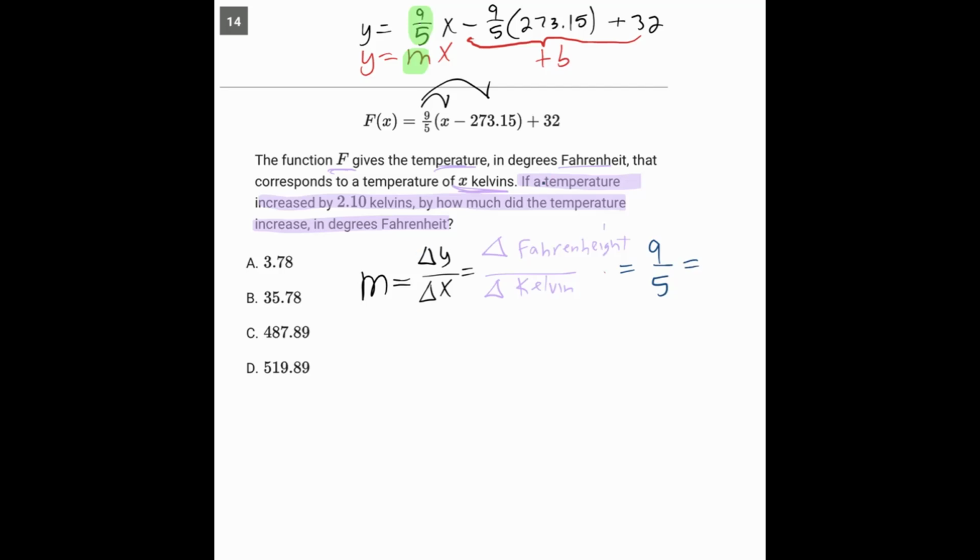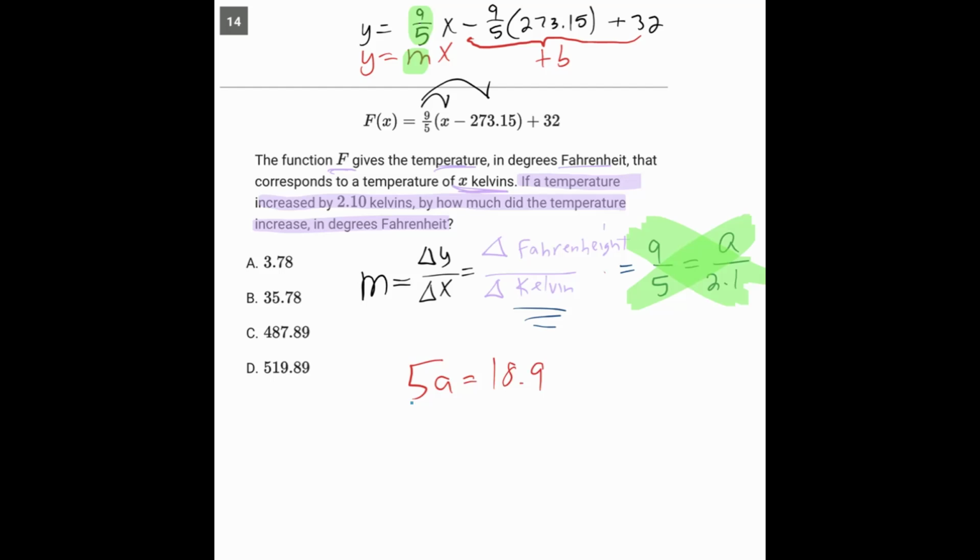Now the question says, if the temperature increased by 2.1 kelvins, so we'll put 2.1 on the Kelvin side of it, what's it going to change in Fahrenheit? Let's put some random letter here. You don't want to put X for that because the top is actually not X, it's Y. But whenever you have a proportion, you can cross multiply. We can say A times 5 equals 9 times 2.1. So 5A equals 9 times 2.1, which is 18.9.